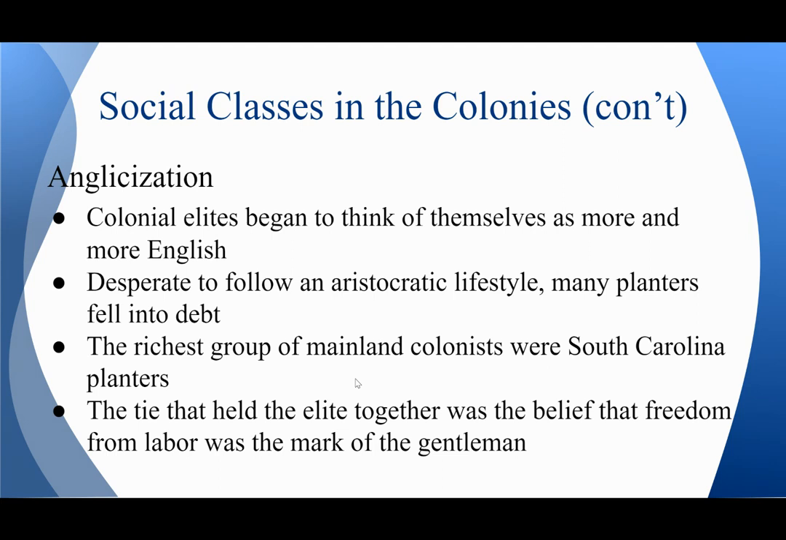And so one thing that held the elite together was the belief that freedom from labor was the mark of a gentleman. And this is why we see slavery continue to increase in the colonies. And we also see the upper class thinking of themselves as much higher than farmers who have to work their own fields and things like that. So the belief and the idea is that freedom from labor is what made you upper class. You didn't have to work because you had people who could do it for you.